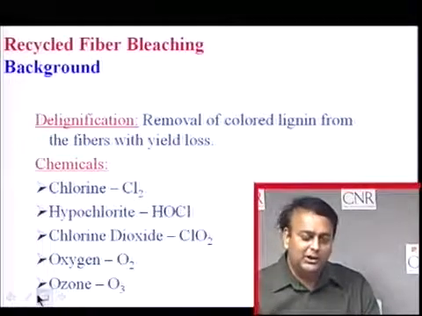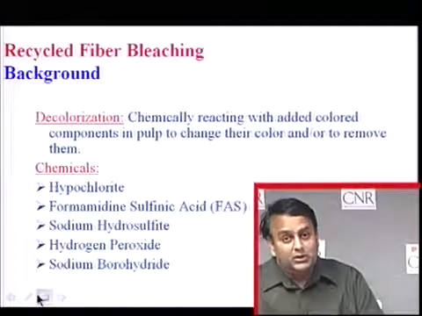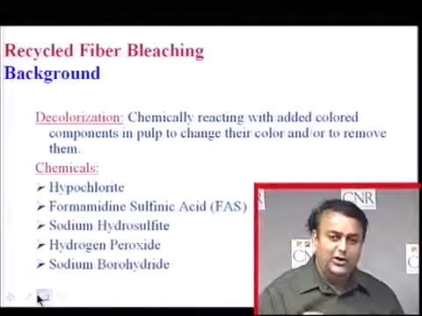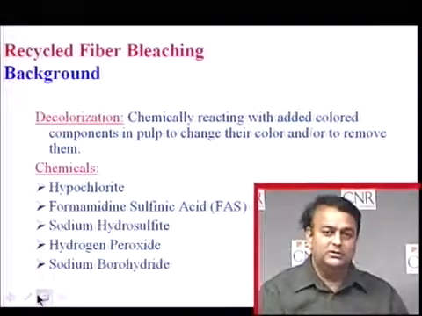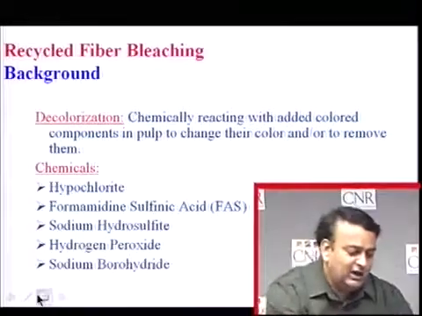Now let's move on to decolorization process. Here what are we doing? We are chemically reacting with added dyes or components in pulp to change color and also to remove them from the system. The colors are added to the paper to make color papers. Like this particular sample here, this gives you some pink color, some blue color, some yellow color. This is a printed yellow color.